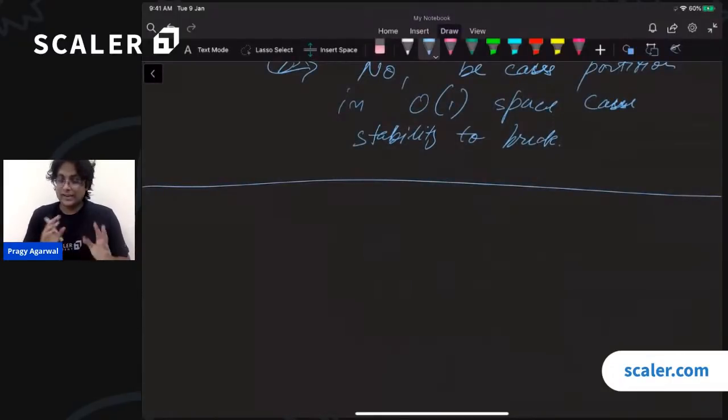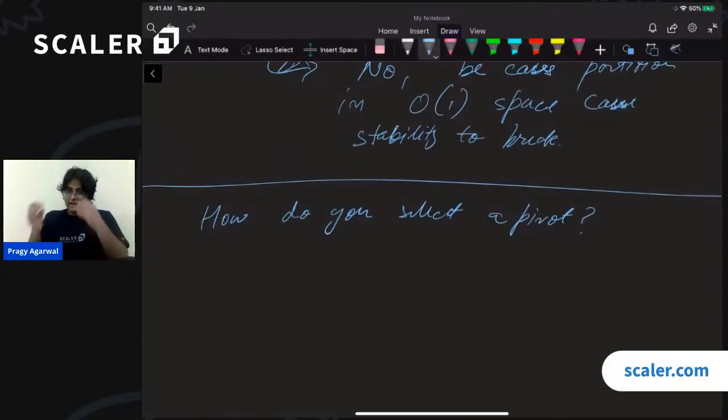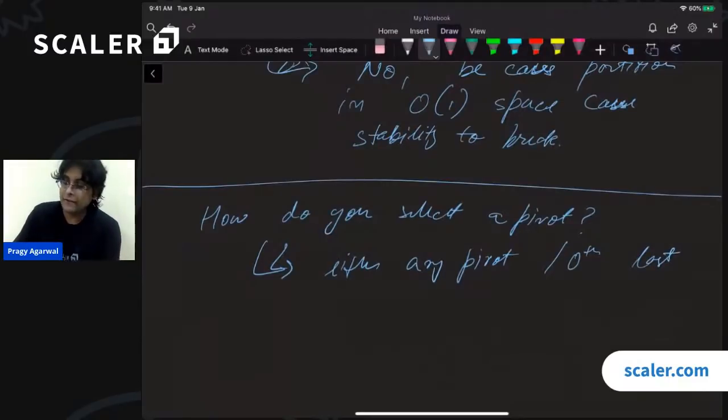Now let us quickly talk about the last thing that a lot of you have been asking for: how do you select a pivot? Till now we have realized that the complexity of quicksort, both the space and time complexity, will depend on how we choose the pivot. So how can we choose a pivot? Normally we choose any pivot, like the 0th element or the last element. This is a bad way of choosing a pivot.